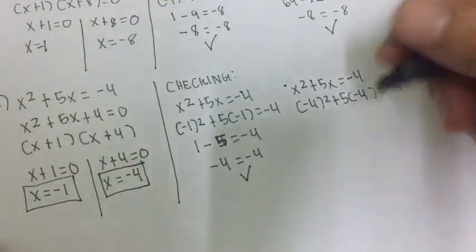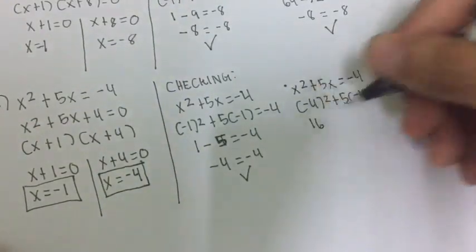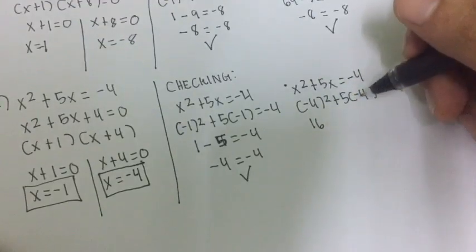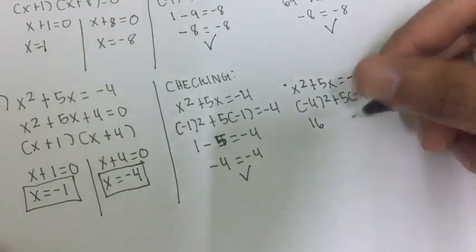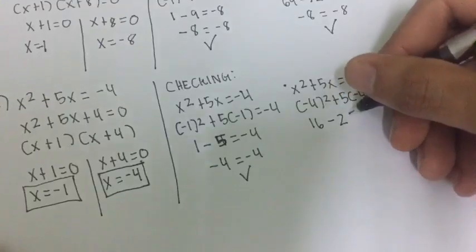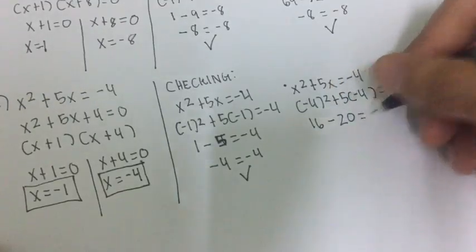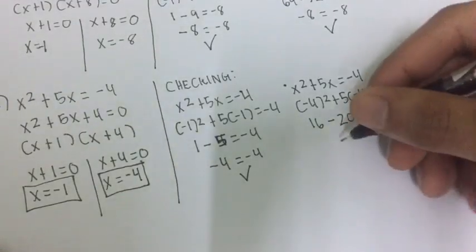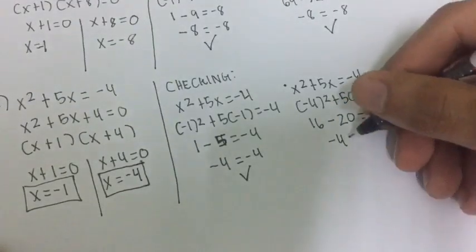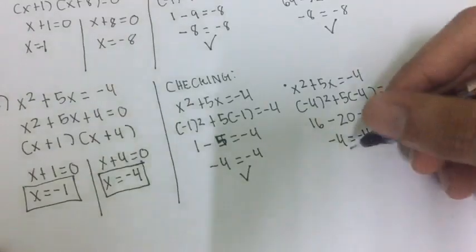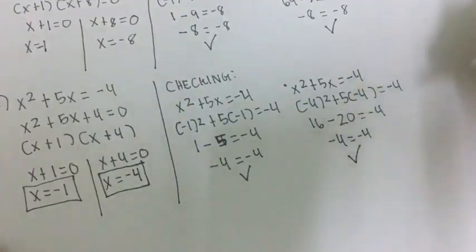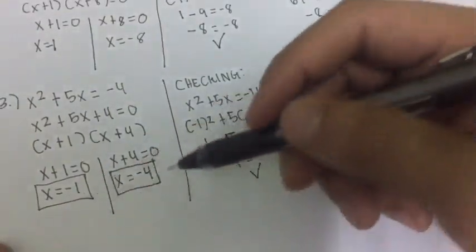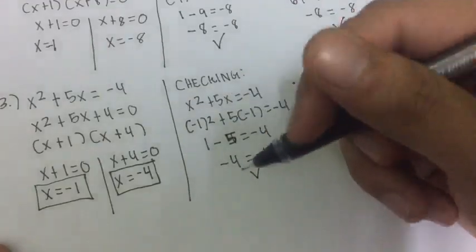Negative 4 squared is equal to 16. And 5 times negative 4 is equal to negative 20. Equal to negative 4. 16 minus 20 is equal to negative 4. Fine. Correct answer is negative 1 and negative 4.